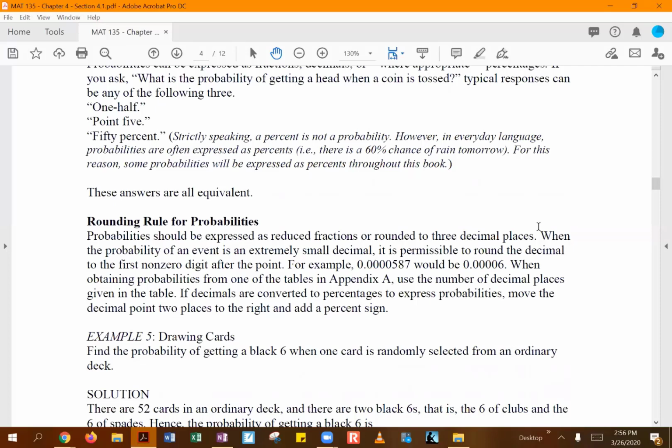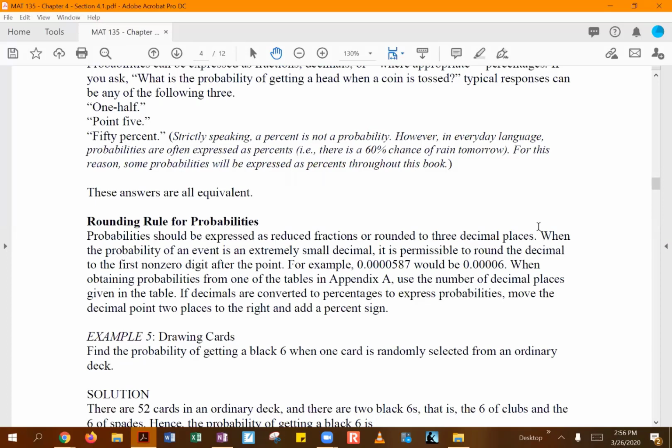So here they're saying, what happens if your probability of an event is extremely small? So something like this guy over here, you can see you've got 0.0000587. That's a really small number. So they are saying for numbers like these that are extremely small decimals, it is permissible to round the decimal to the first non-zero digit. So your first non-zero digit in this number would be 5. The 5 is followed by the 8, so that means you round up, and this number will then become 0.00006. So that's how the rounding rule will work.